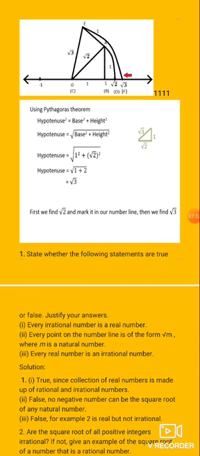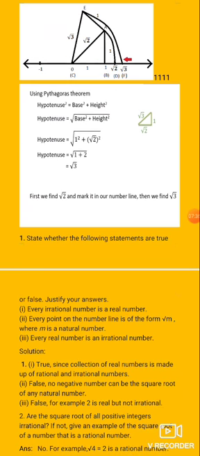Okay. Now listen carefully. Third one: every real number is an irrational number. So real numbers consist of what? Rational and irrational. So here, every real number is an irrational number. That is not possible. So false. For example, 2 is real but not irrational.